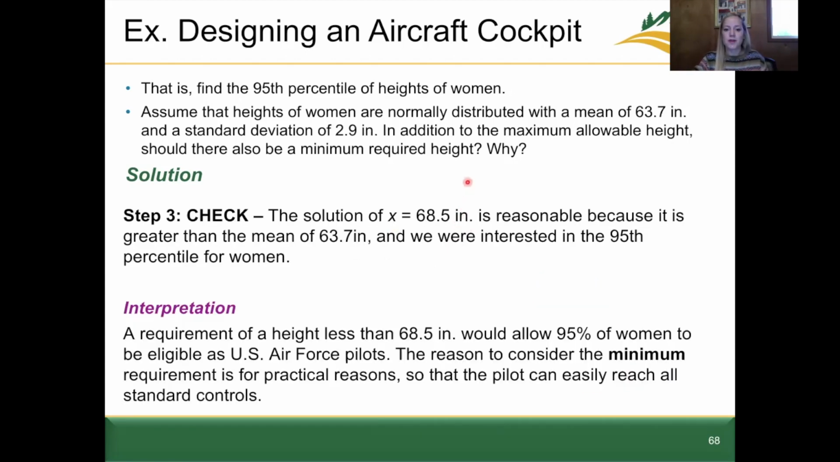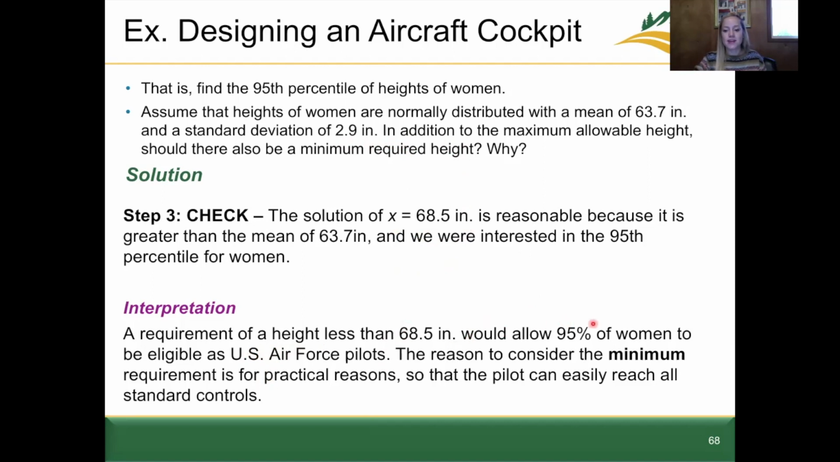Now, there was one more part to our question here. So in addition to the maximum allowable height, should there also be a minimum required height, and why? So let's continue the interpretation here. A requirement of a height of less than 68.5 inches would allow for 95% of the women to be eligible to be US Air Force pilots.